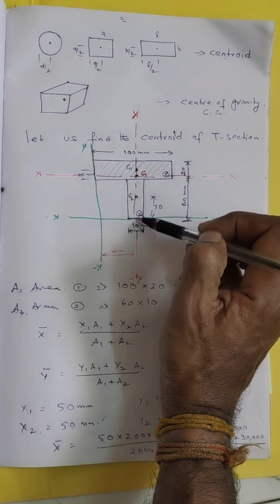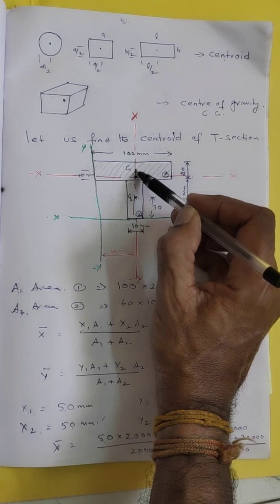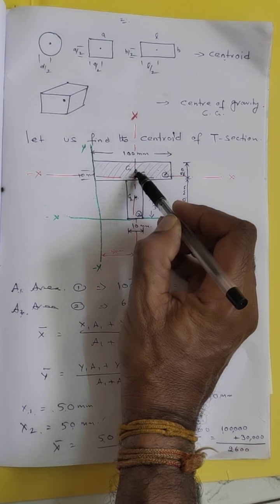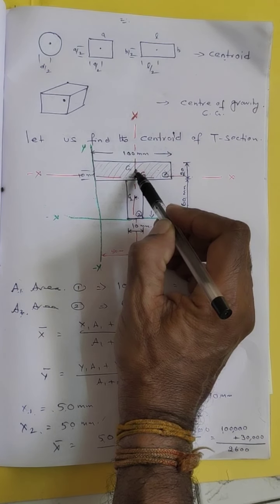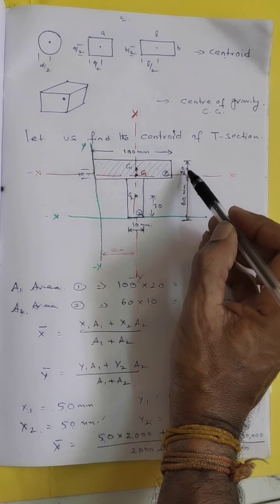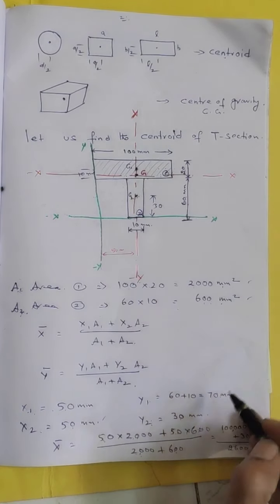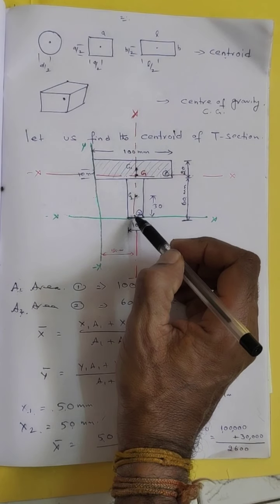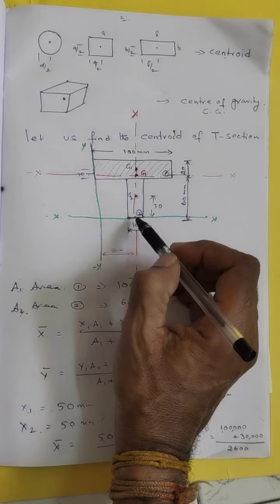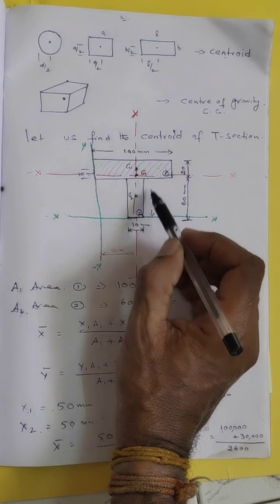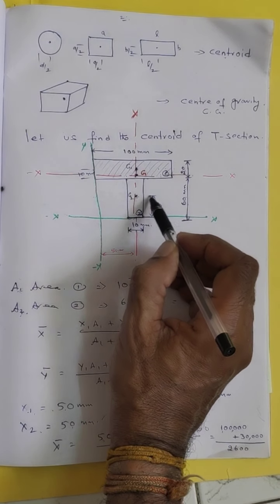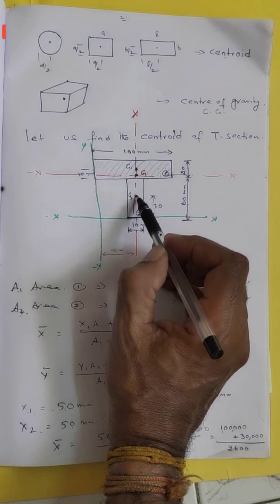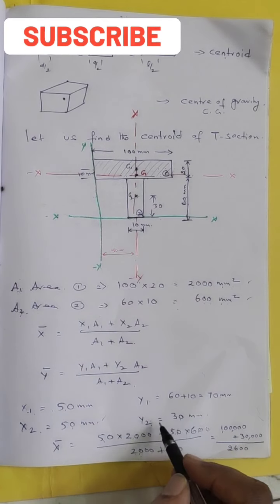So the distance from this reference axis to the centroid of this first rectangle, G1, is 60 plus 10, that is 20 by 2. You have 70 mm. And similarly the distance y2 is equal to 60 divided by 2. This is 60, half of 60 is 30. So for G2, the distance is 30 mm.